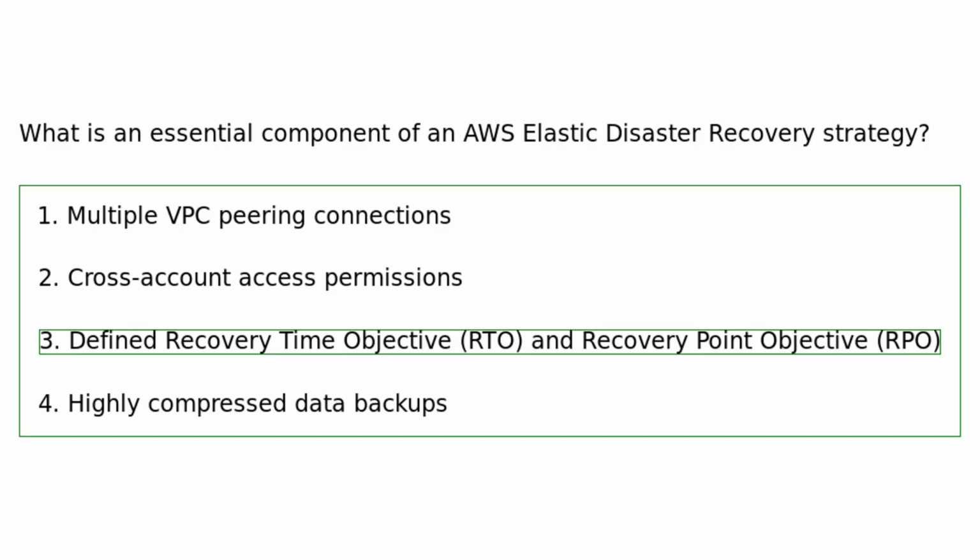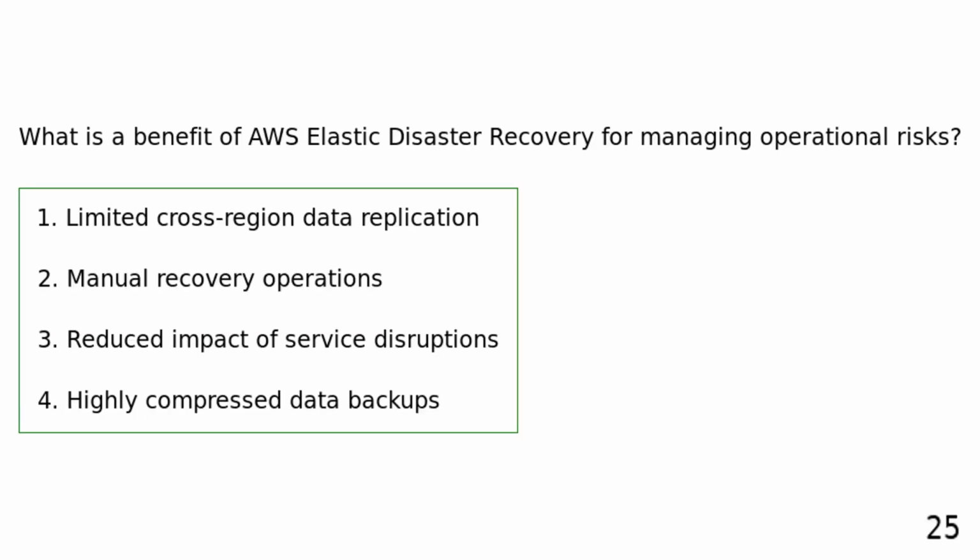An effective AWS Elastic Disaster Recovery strategy includes clearly defined recovery time objective and recovery point objective to ensure appropriate response to disaster scenarios. What is a benefit of AWS Elastic Disaster Recovery for managing operational risks? Limited cross-region data replication. Manual recovery operations. Reduced impact of service disruptions. Highly compressed data backups.